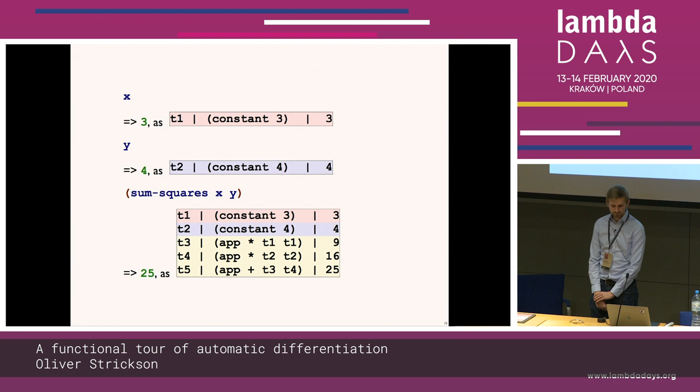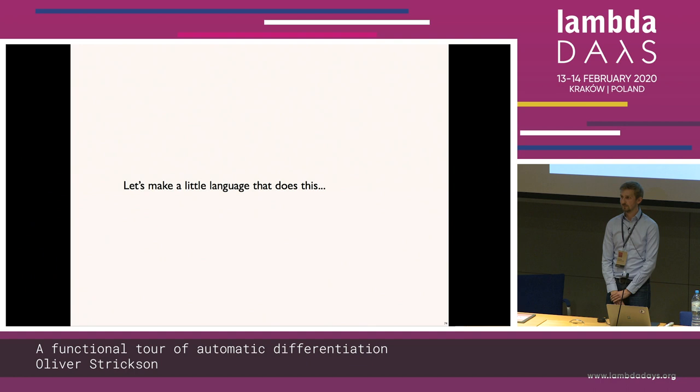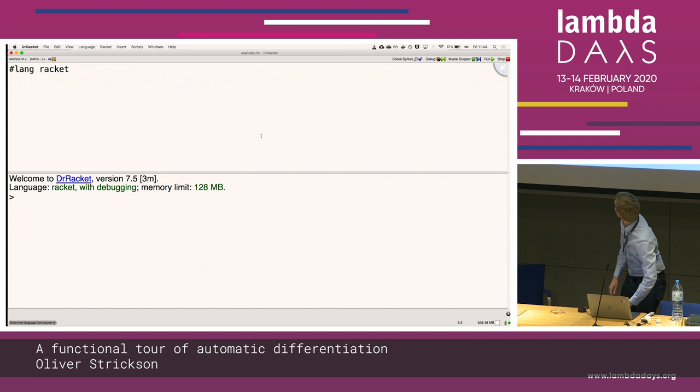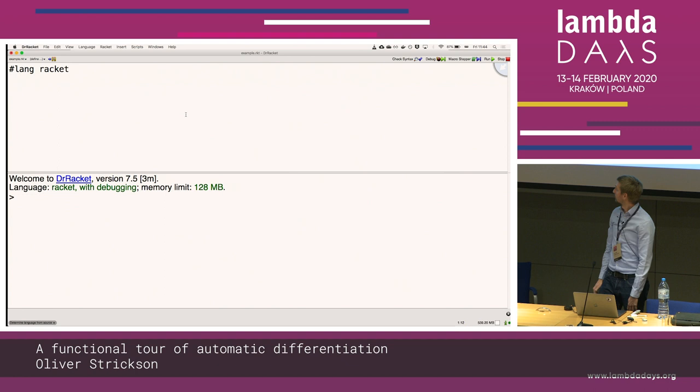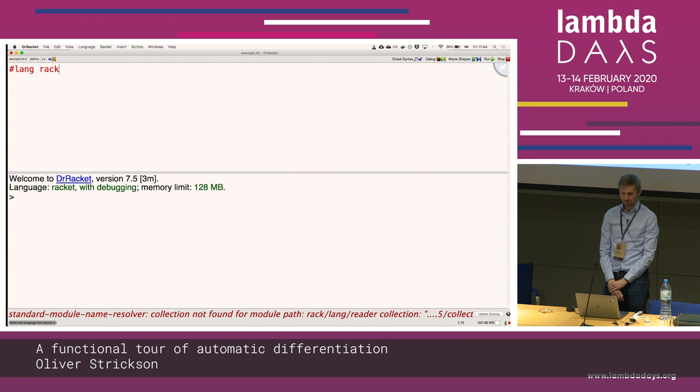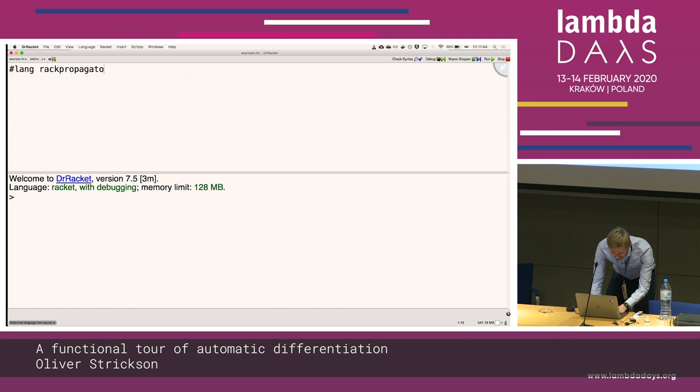So in Racket, we like making little languages. So let's make a little language that does it. This is just normal Racket, and you'll see it starts with that hashlang Racket line. I can put other things there as well. Racket has a little type language, I think there's a lazy language. In fact, there's hundreds of them. And the language we're going to implement I call rack propagator, and we're going to use this rack propagator trace language.